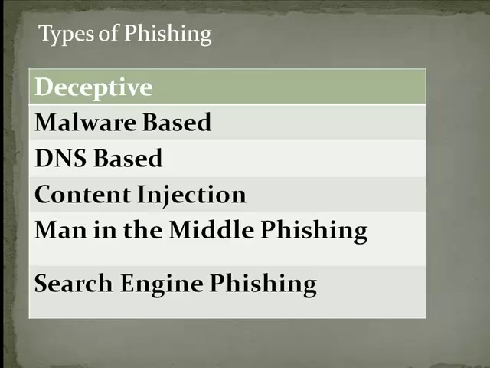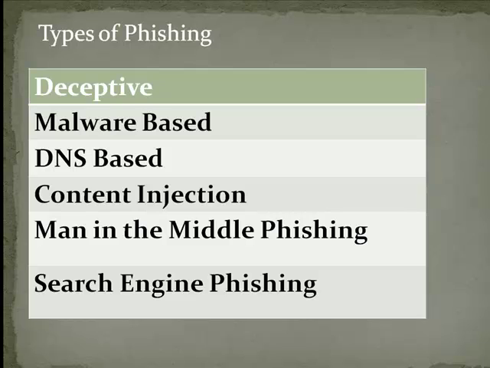Content injection phishing. In content injection phishing, malicious content is inserted into the legitimate website. The malicious content can redirect to other websites or may install malware on a user's computer, and can also insert a frame of content that will redirect data to the phishing server.